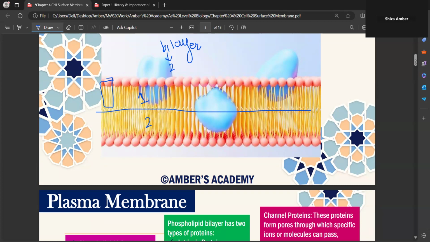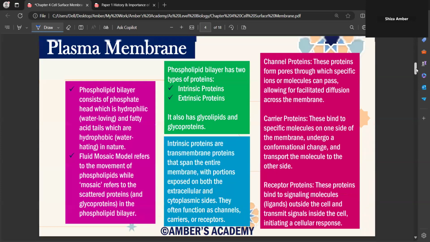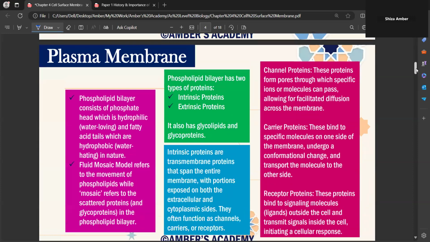All right. Now moving towards, you can see this is an intrinsic protein, and this is a peripheral protein which is projecting outwards into this extracellular component. This is also an extrinsic protein, but this is an intrinsic protein which is inside the phospholipid bilayer. All right, so now moving towards the detailed part. Now, phospholipid bilayer consists of phosphate head, which is hydrophilic, we already talked about it, and fatty acid tails, which are hydrophobic, which are water-hating in nature. We already discussed this part, right?